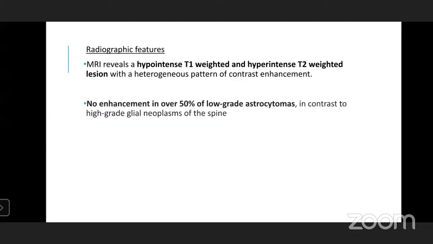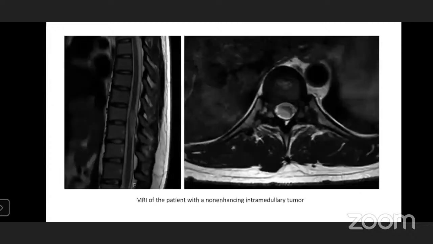On MRI, they reveal a hypointense T1 weighted and hyperintense T2 weighted lesion with a heterogeneous pattern of contrast enhancement. Usually, the low-grade astrocytomas do not enhance with gadolinium, in contrast to high-grade glial neoplasms, which strongly enhance with gadolinium. So here we can see classic asymmetric involvement in this axial T2 image, where the right side is involved more than the left.